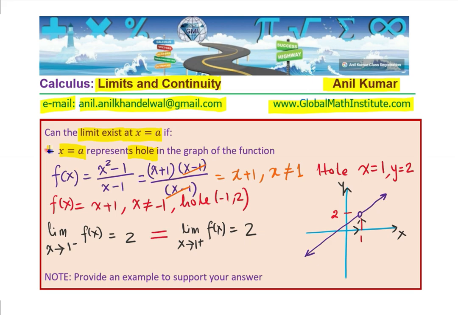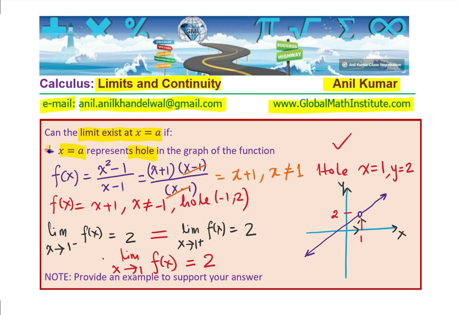Since the limit from both the sides is exactly the same, we say that the limit exists. Let me rewrite this as limit x approaches 1 of f of x is equal to 2. So it exists. You get the idea. So now we can conclude that the limit will exist at x equals a if x equals a represents a hole. Perfect? As shown here.